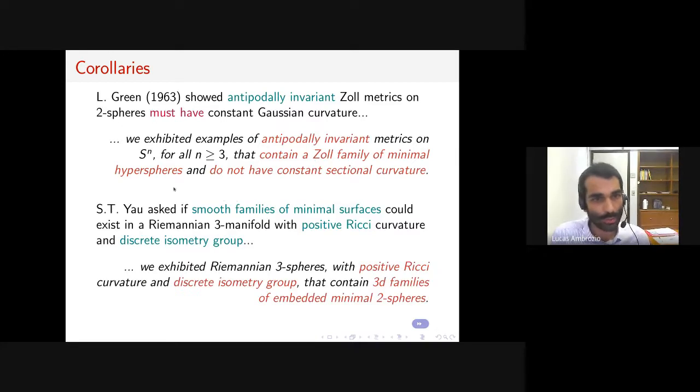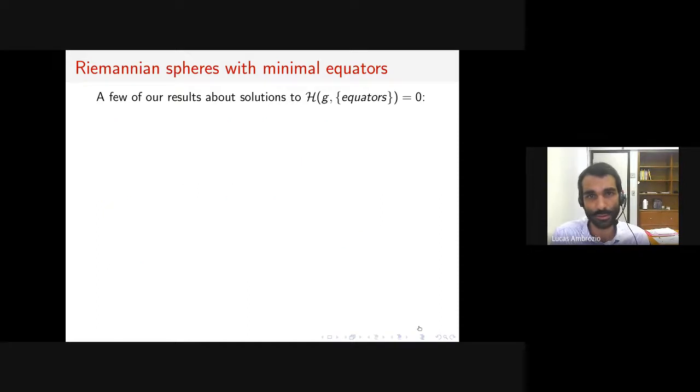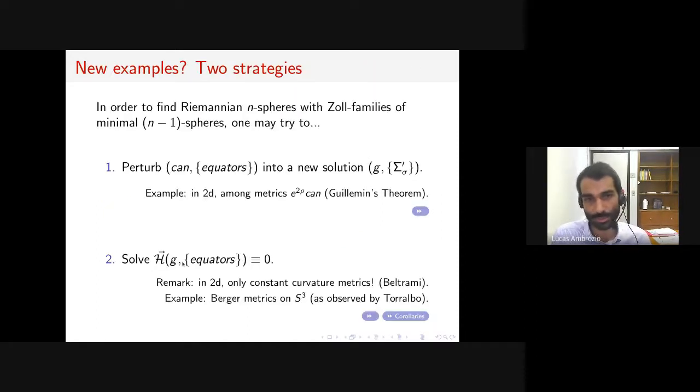Another question that we could answer was a question by Ambrozio, who asked if smooth families of minimal surfaces could exist in Riemannian three manifolds with positive Ricci curvature and whose isometry group was moreover discrete. So we exhibit Riemannian three spheres with positive Ricci curvature and discrete isometry group that contain three-parameter families of embedded minimal two spheres. These are two geometric consequences of this systematic investigation of question two, which led to answering two interesting questions.